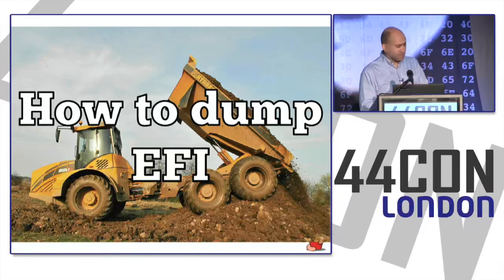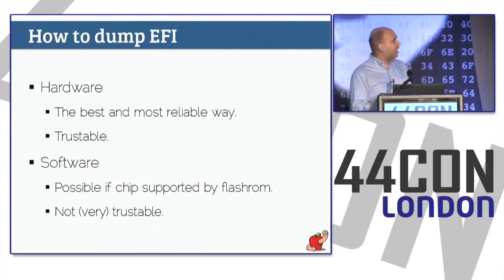So, the first important step after locating the chip is how to dump the chip. There are two ways. You can dump from hardware. This is why I'm interested in the pins. This is the most reliable way. The machine is powered off, nothing is interacting because you are removing power. It's a trustable dump because you are connecting to the SPI port and reading directly from the chip.